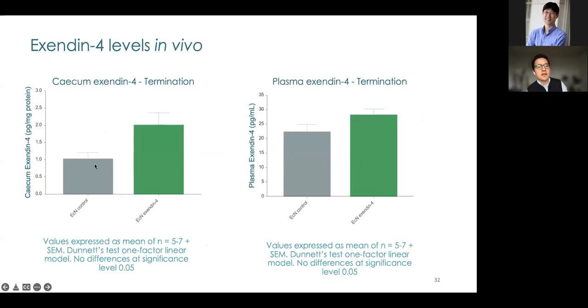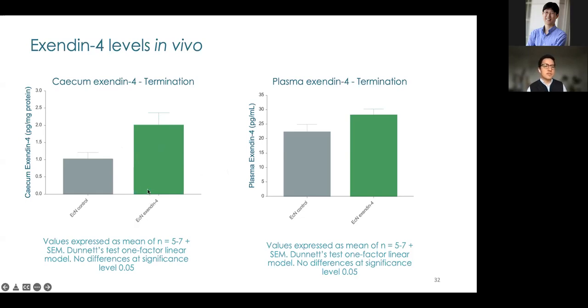We collected at the end of the study blood samples and gut content samples from the cecum in the gastrointestinal tract of the mice, and tried to quantify some of the peptides. So GLP-1 is a little bit tricky to quantify because it has a very short half-life. However, here I'm showing the results for XND4. And for this one, we could find a trend in the mice where we could see higher levels.